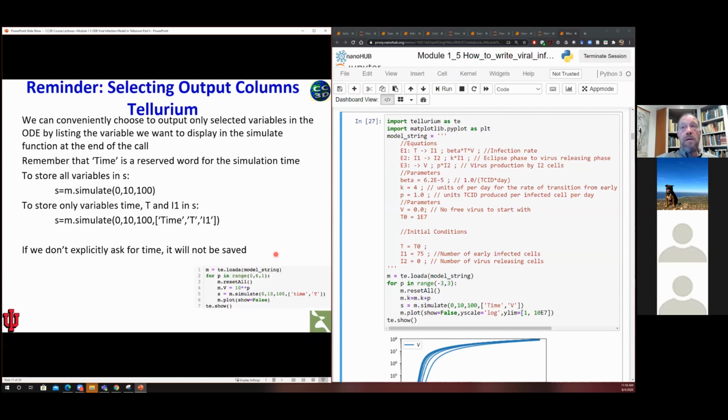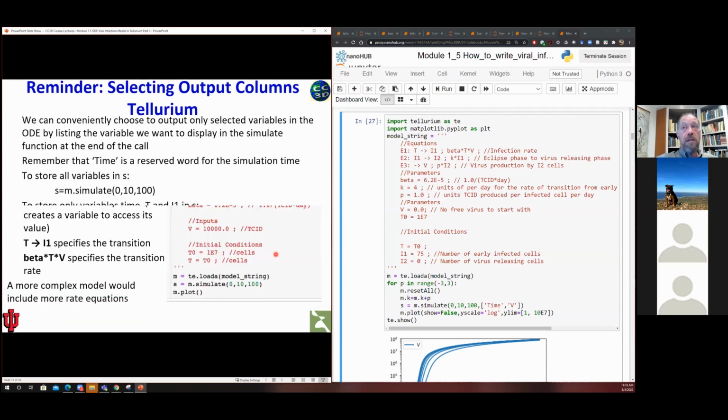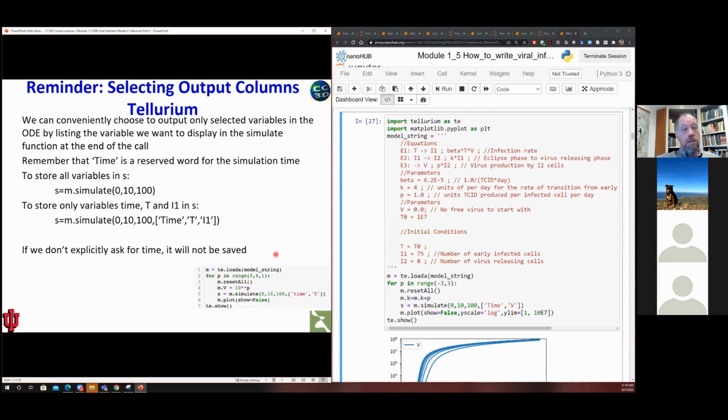The one thing that we have been doing, which I want to remind you of, is that when you run the simulate function, you can select the columns you want to have output by putting at the end of the simulate call, comma, and then a list of the variables that you want. The variable names go in quotation marks, and time is a reserved word that specifies the time step value in the simulation. If you don't put the time in when you request a limited number of variables, it won't give it to you. So if I put 0, 10, 100, square bracket t, I1, I'd get a column of t and a column of I1, but I wouldn't get the times. That may or may not be what I want. So usually we're plotting things against time, so we need to get the time value out.